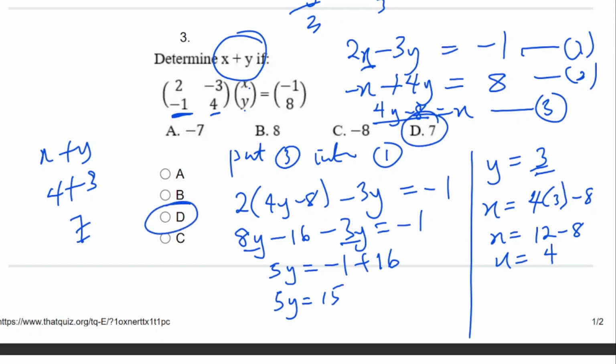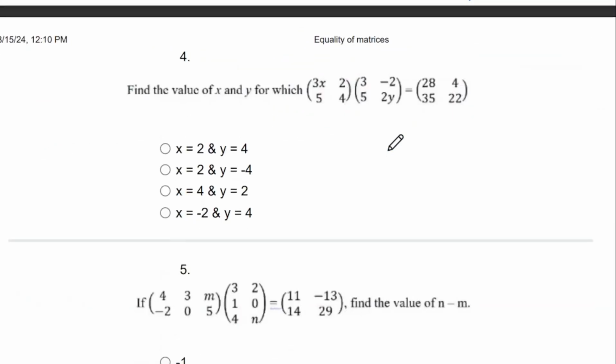I hope this is very clear. Well, that is that on question 3. Question 4. Find the value of x and y for which this is equal to this. So the same thing will be done. This will multiply this. This will come and multiply this to get the first.